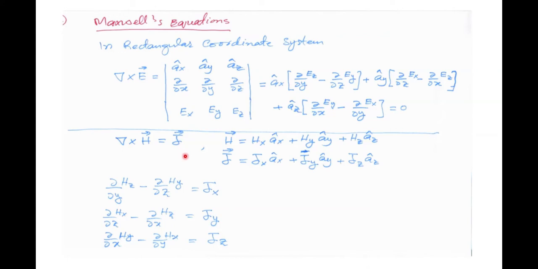You can easily write down this equation in rectangular coordinate system. So in this way you can define the component of current density along each axis, that is jx, the x component of current density. So this is perpendicular to the plane containing hz component and y component.